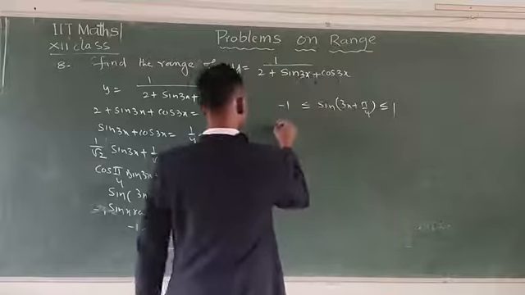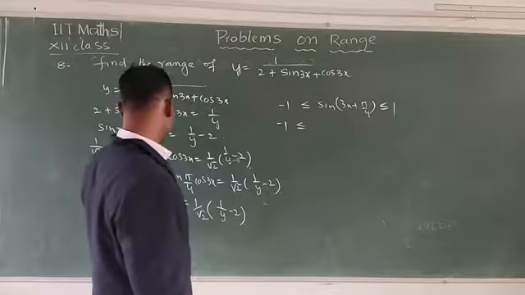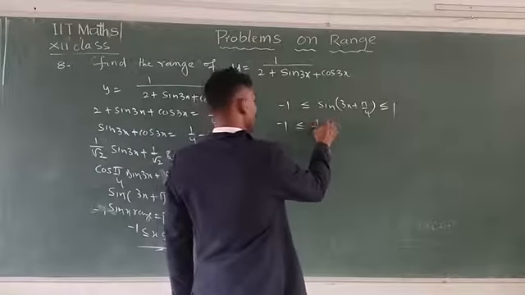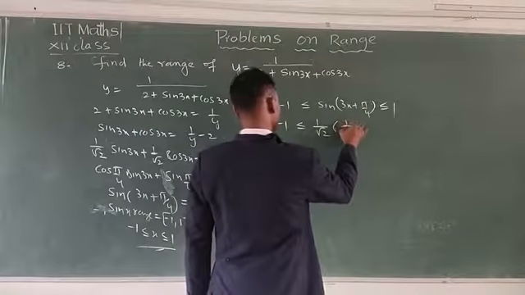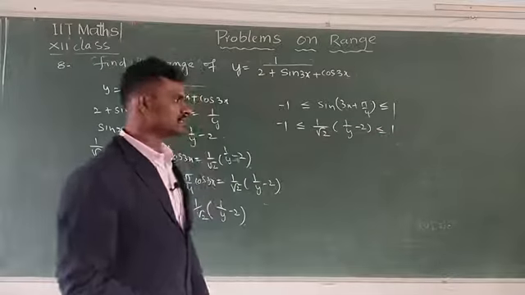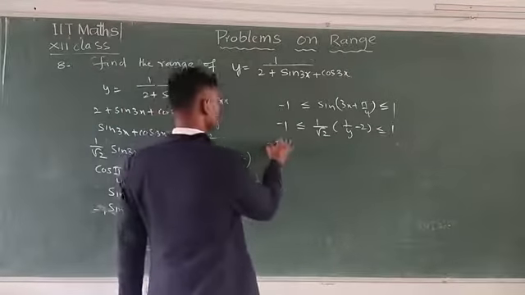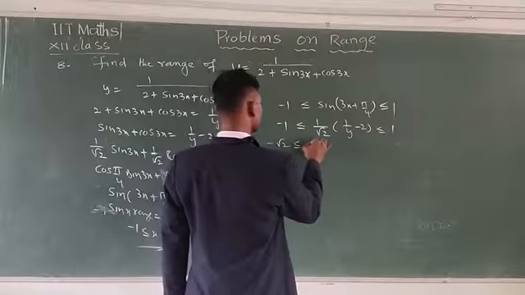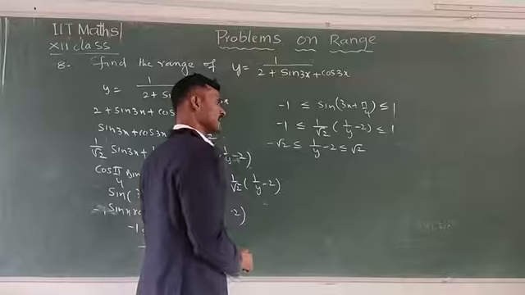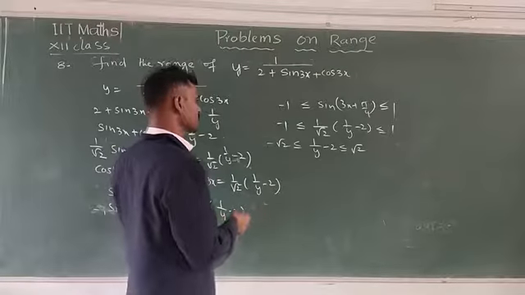Now the value of sin of (3x plus pi by 4) is equal to 1 by root 2 into 1 by (y minus 2), so minus 1 is less than or equal to 1 by root 2 into 1 by (y minus 2) is less than or equal to 1. Now you have to multiply this inequation by root 2. Now minus root 2 is less than or equal to 1 by (y minus 2) is less than or equal to root 2. Now you can add 2 on either side of the whole inequation.